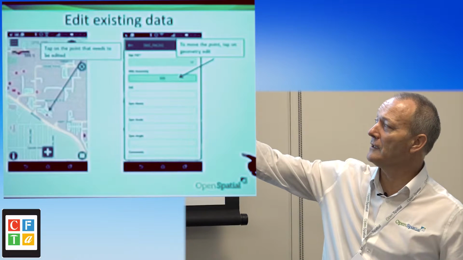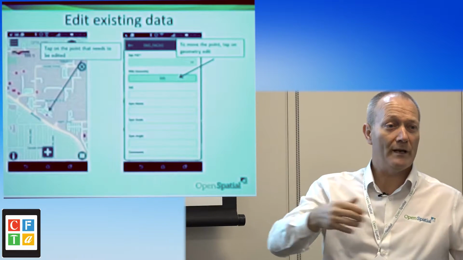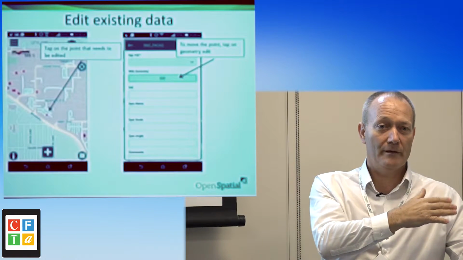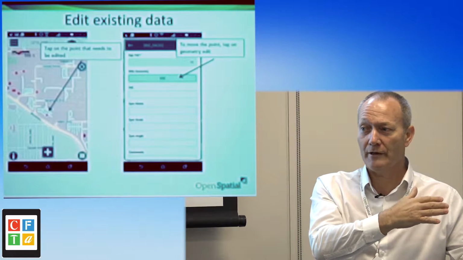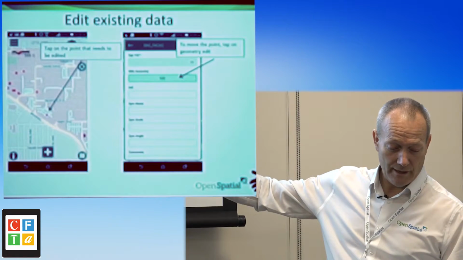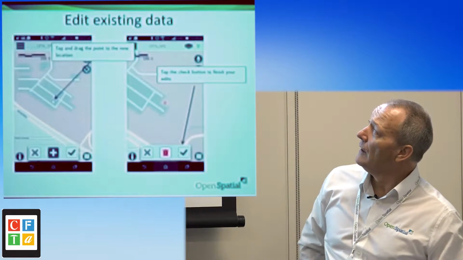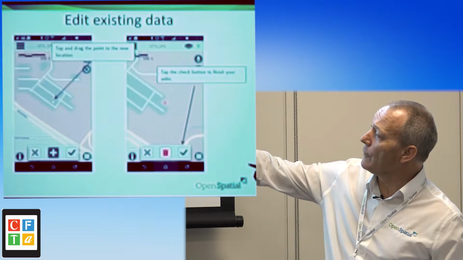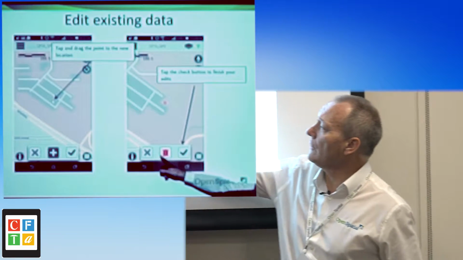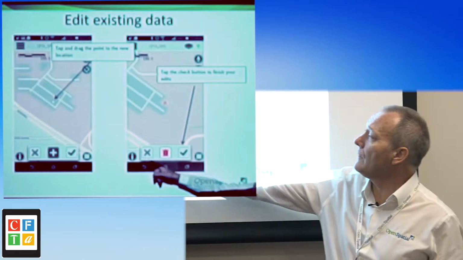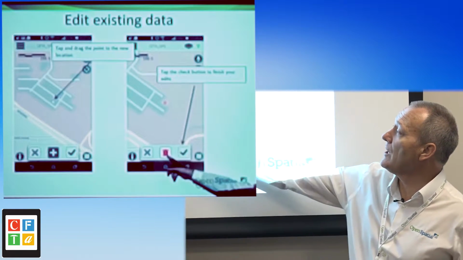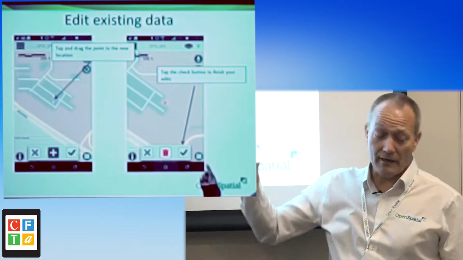To edit existing data, here you go. Tap a button on the screen. If you hit more than one, it'll actually show you a list of, well, hey, you've got 3 things selected. What are you actually trying to edit? You can edit stuff, move it. That's sort of the move. Once you've moved it, you can either decide you didn't like that, or you can delete the actual object, or you can save it.